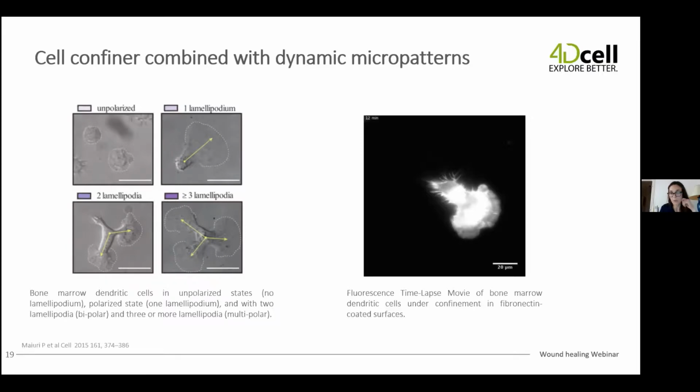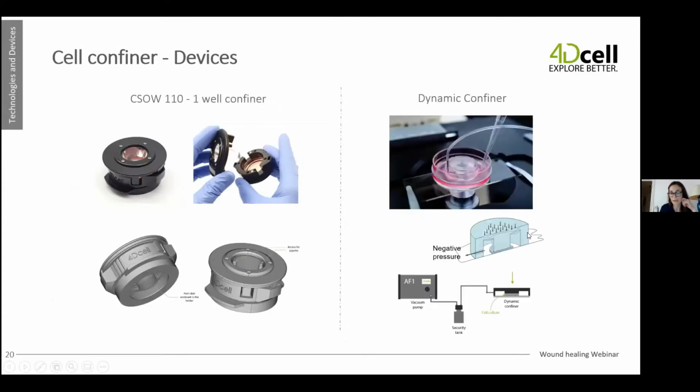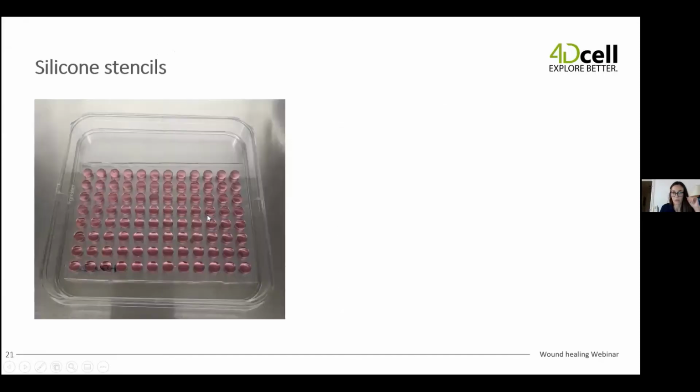It is the same, but the main difference is that the dynamic confiner allows you to see the moment you are confining the cells, because it is connected to a vacuum pump. But they work similarly anyway. And if you have any questions, then we can later on discuss how it works. So yes, now I pass to Patricia.